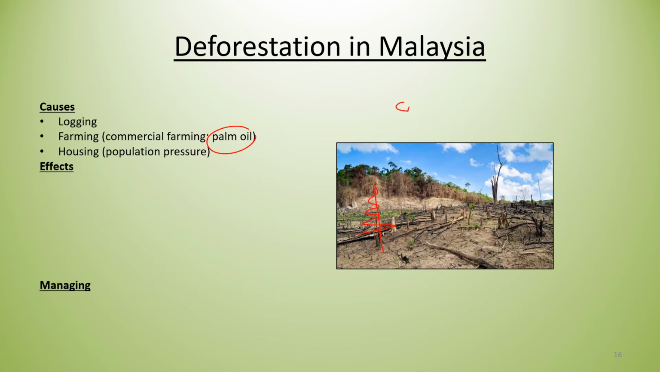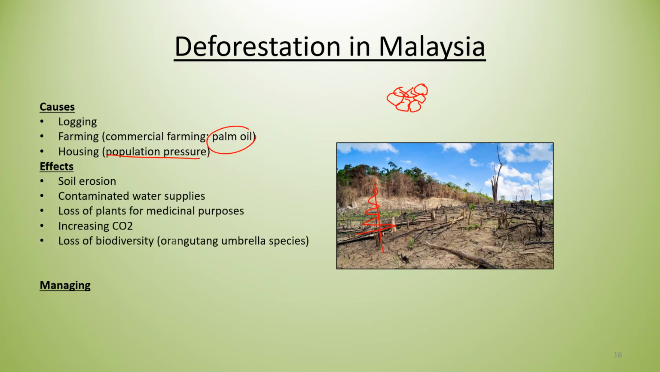Palm oil trees grow little pods that look like grapes that can be squeezed, and palm oil can then be used to create foods and shampoos, etc. Then also, due to population pressure, they need to deforest areas so that they can build new homes.